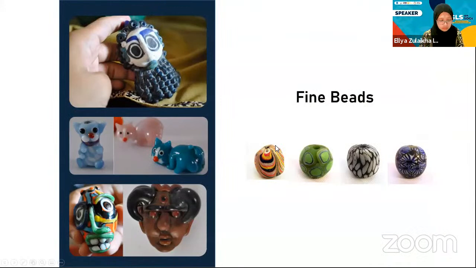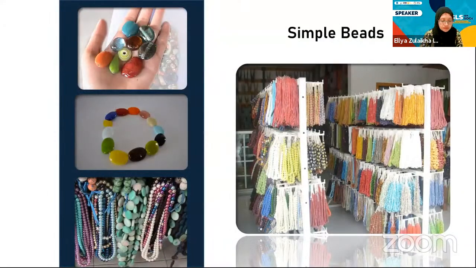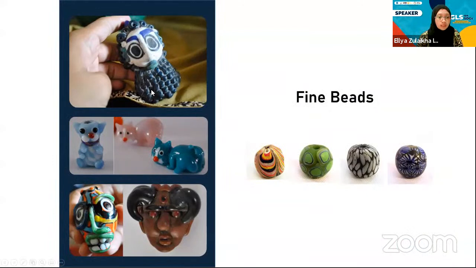There are two categories of glass beads. The fine beads are the expensive ones, while the simple beads are the cheaper ones, because the simple beads are not complicated. They have solid color, plain, and are quicker to produce. People usually make them in high quantity, while the fine ones people usually make customized. People only make them by order.